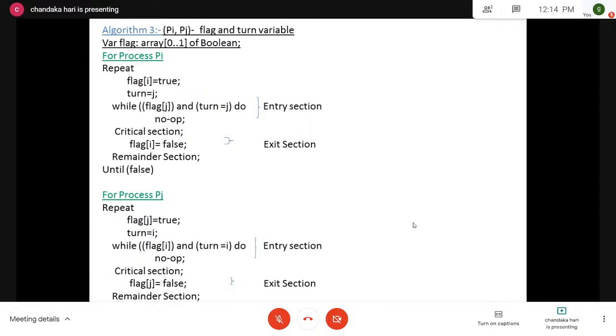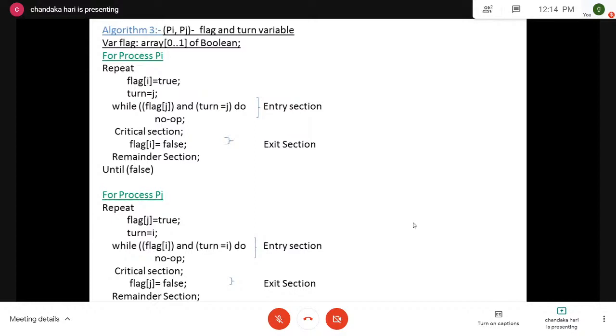If PJ resets flag j to false, it must also set turn equal to I. Thus, since PI does not change the value of variable turn while executing its while statement, PI will enter the critical section after at most one entry by PJ. There is no concept of unbounded waiting. That implies this kind of solution satisfies all three: mutual exclusion, progress requirement, and bounded waiting.